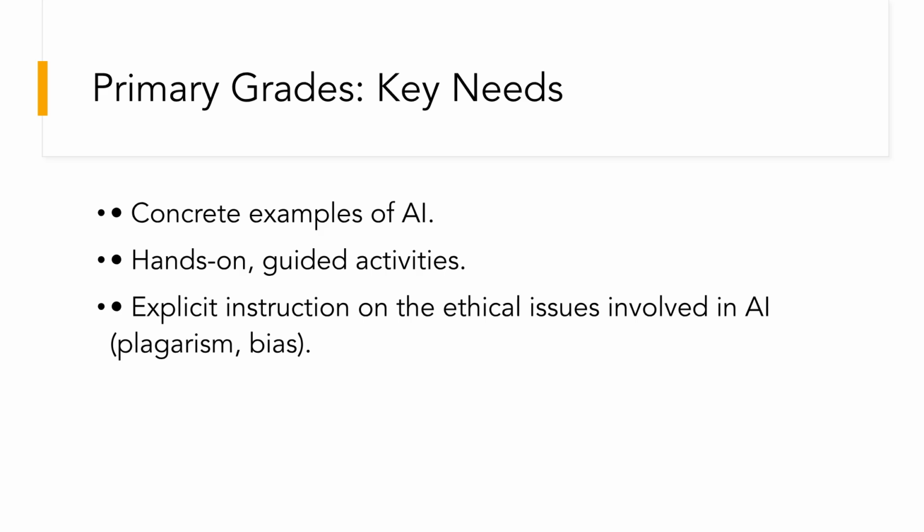So, when working with younger learners, needs differ. They need concrete examples like what AI is. They also need hands-on exposure as they're less likely to have out-of-class experience with AI tools. And finally, they need clear guidance on concepts like plagiarism and bias that they might not be familiar with. Many students think computers and AI output is always correct. So, part of our job is showing that AI can be wrong.